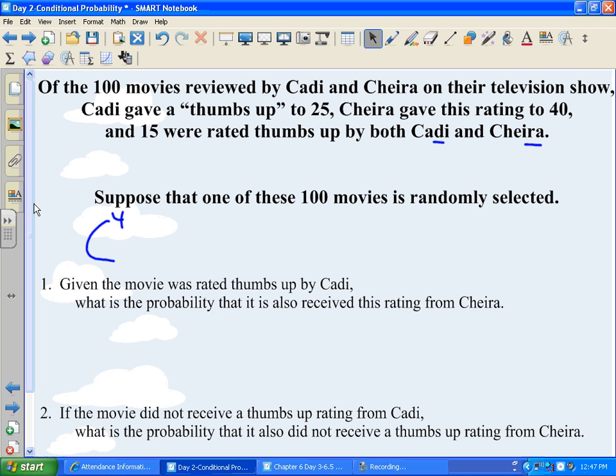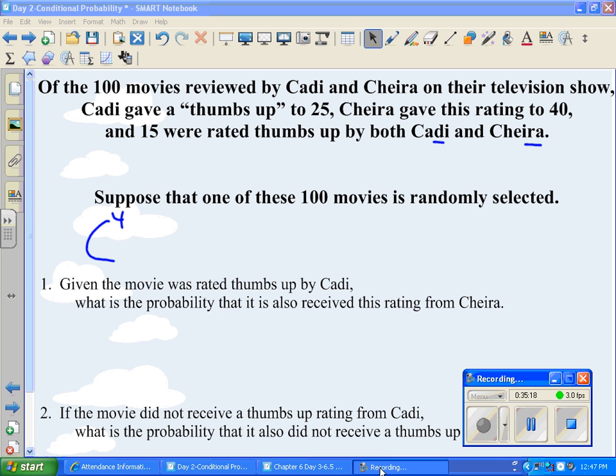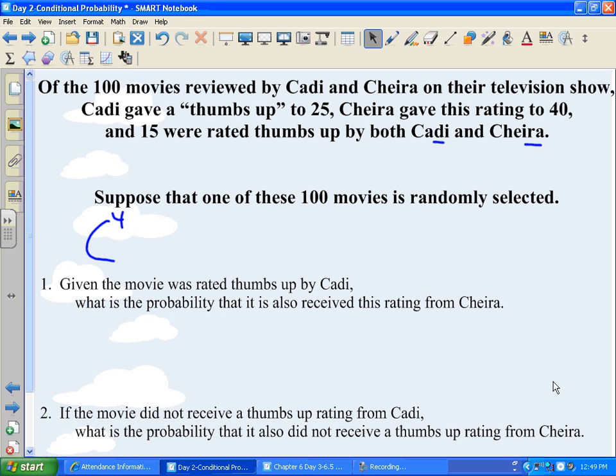What I want you guys to do right now, before we answer these questions, is construct a Venn diagram that represents this data correctly. Make a Venn diagram and get the numbers in the right locations. Your intersection, 15, was thumbs up by Katie and Kira both. So that should be your intersection right there.